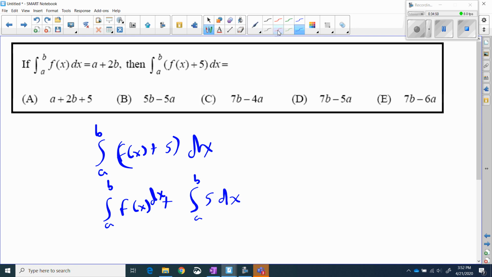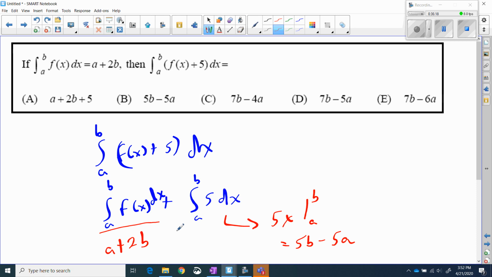So you're going to replace this whole integral right here with what it's telling you in the question that it's equal to. So that's a plus 2b. Well, I'm going to then actually do this one. I can actually calculate this because it's just a constant. The integral of any constant is just that constant multiplied by x, evaluated from a to b, which means it's 5b upper minus lower, which is 5a.